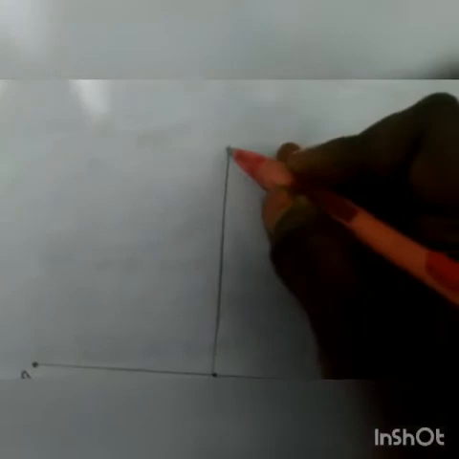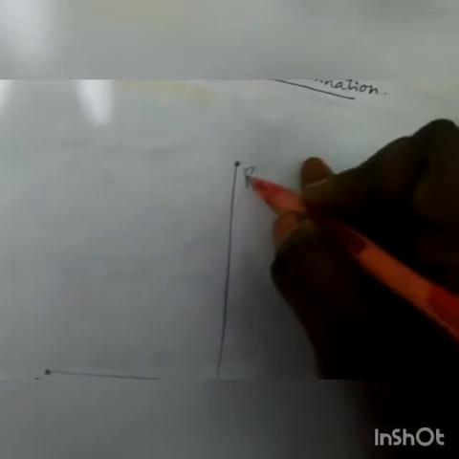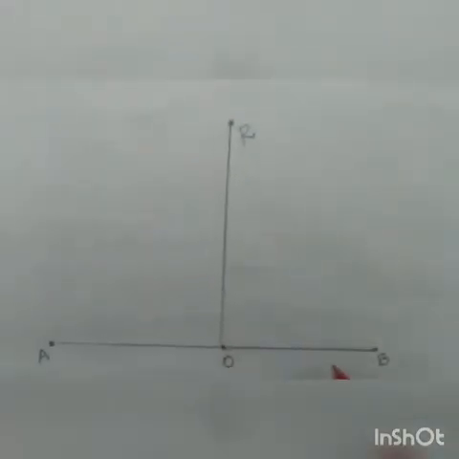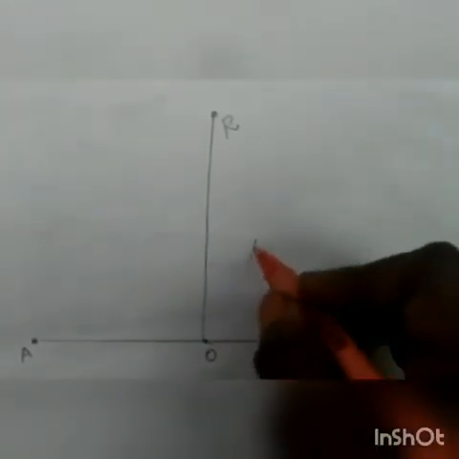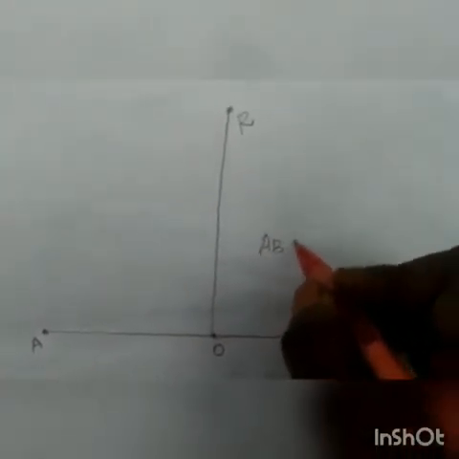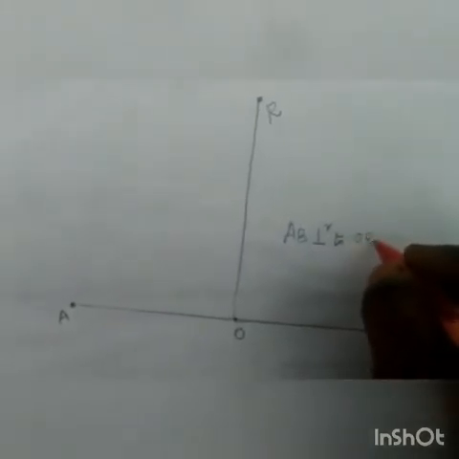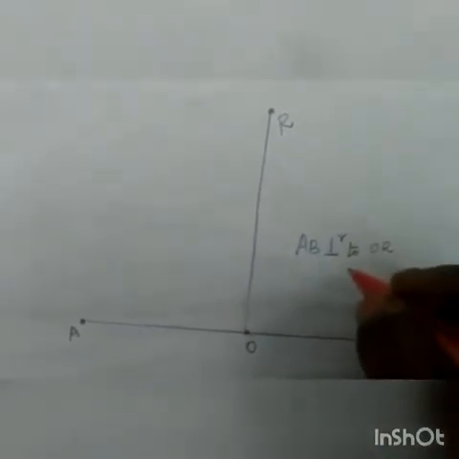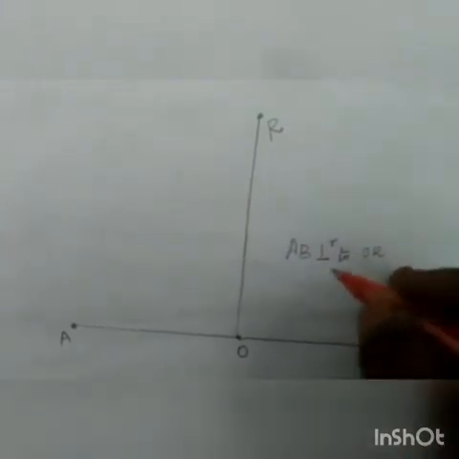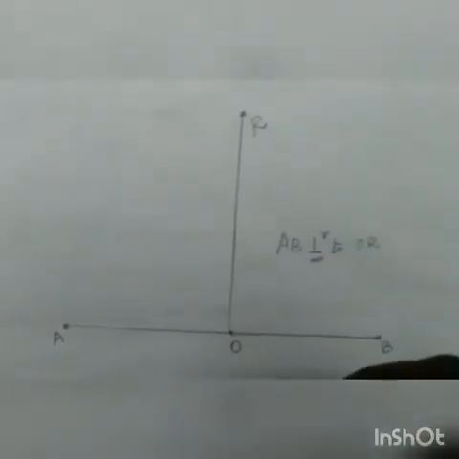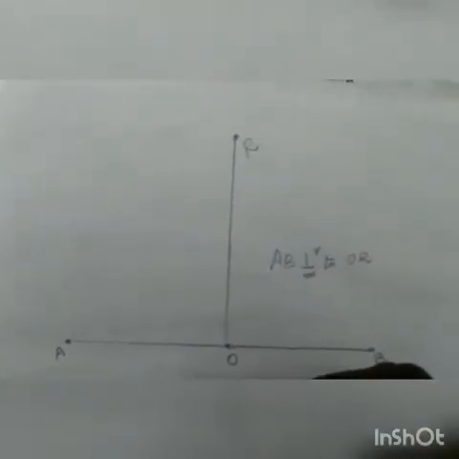After drawing the line, we can mention the starting point of the vertical line as any letter. I am using letter R. We can use any letter. Now, how can you name this perpendicular line segment? AB is perpendicular to OR. So we have to write the perpendicular line segment like this. The symbol of the perpendicular line segment is this. In this way we have to use the set square or protractor to draw a perpendicular line segment.